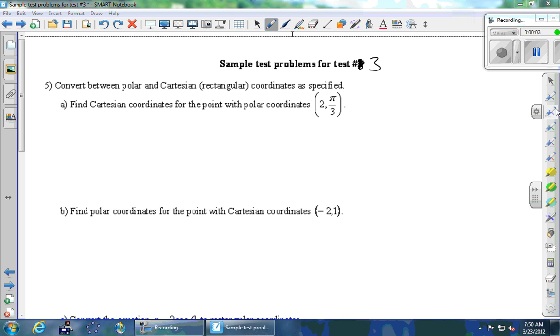This is problem number 5 from the sample test problems for test number 3. Convert between polar and Cartesian rectangular coordinates as specified. A, find Cartesian coordinates for the point with polar coordinates 2, pi over 3.